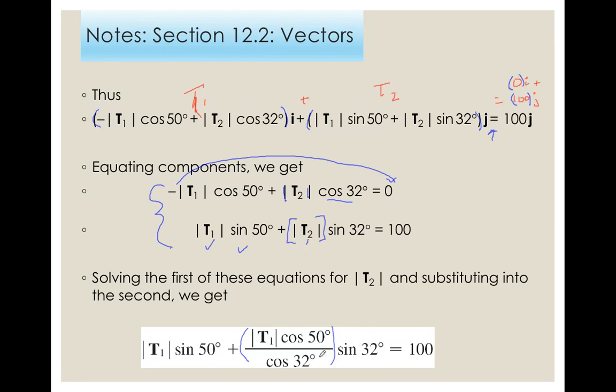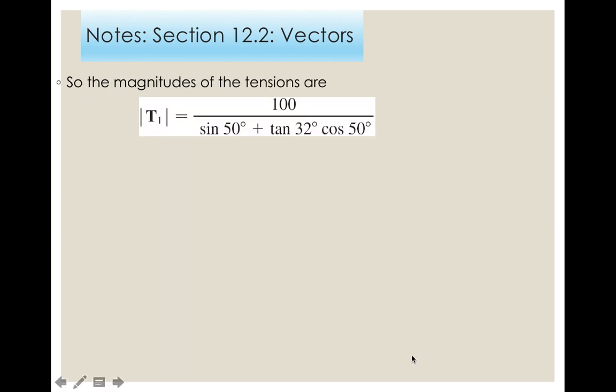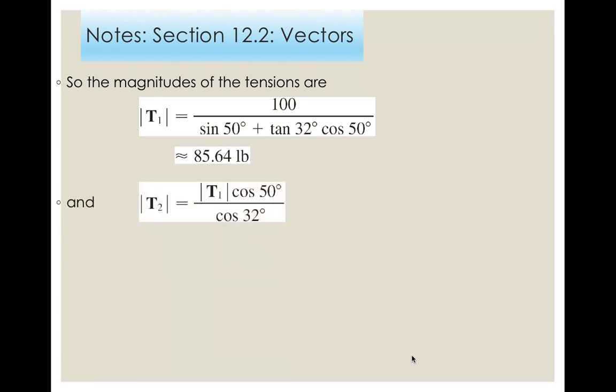When I was actually doing this, I just left it alone like this, but notice that sine 32 over cosine 32 is what that actually could be written as. And now I'm just pulling out my calculator and getting that answer, substituting that, and now getting T2 and getting 64.91.